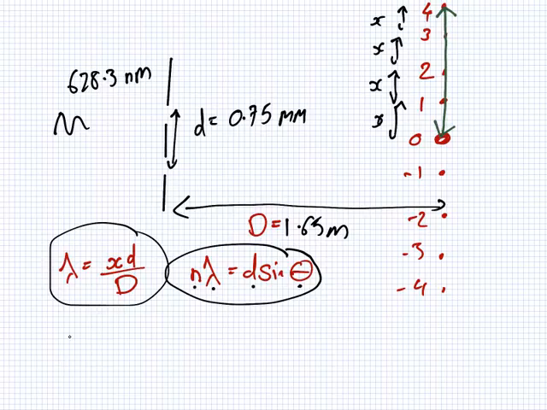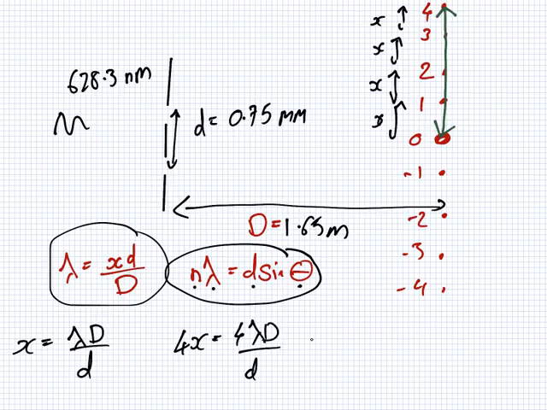Here we can get lambda d over D equals x. So that means 4x equals 4 lambda D over d, which equals 4 times 628.3 times 10 to the minus 9 times 1.65 divided by 0.75 times 10 to the minus 3, and I get 5.53 millimeters. Pretty easy. Continue.